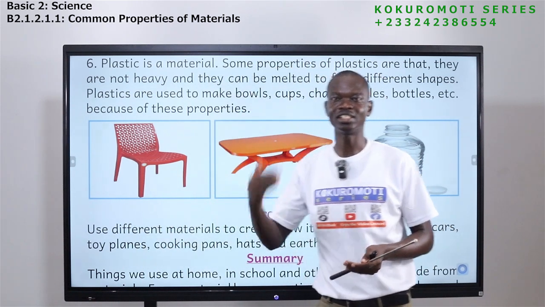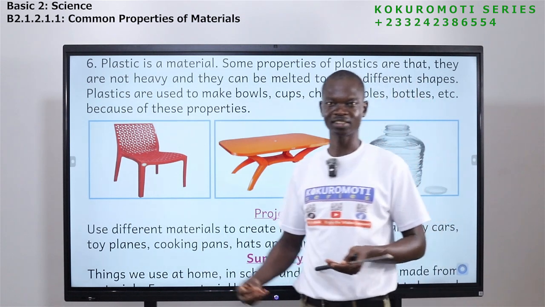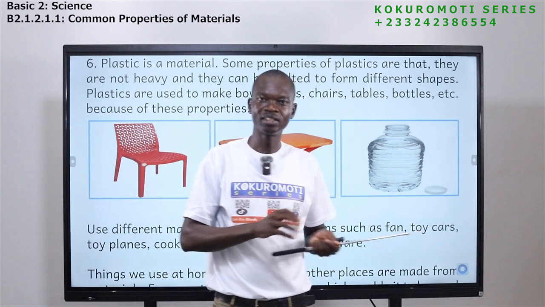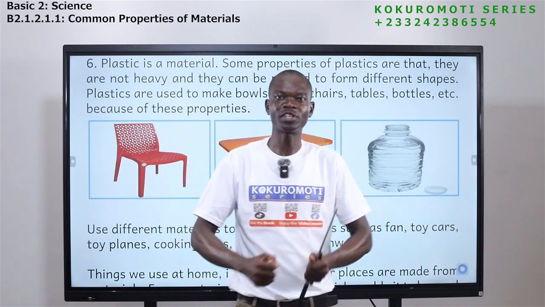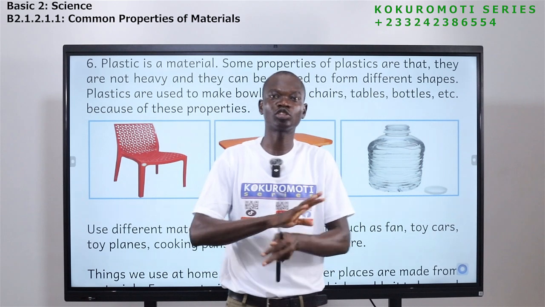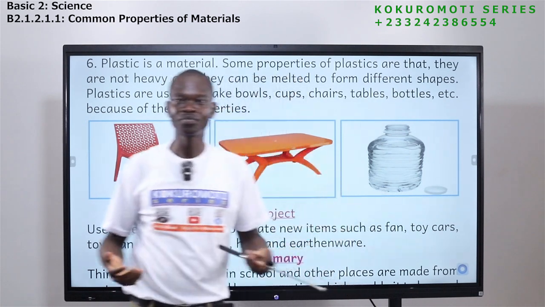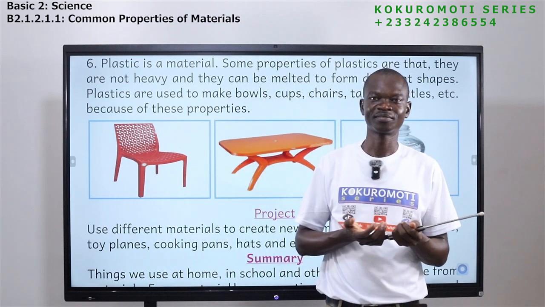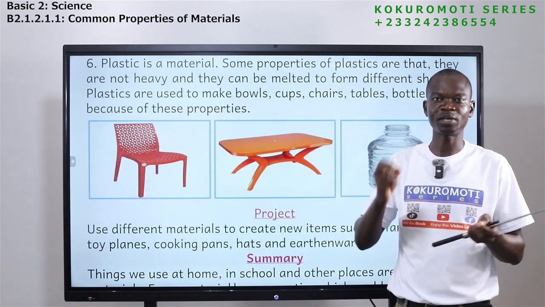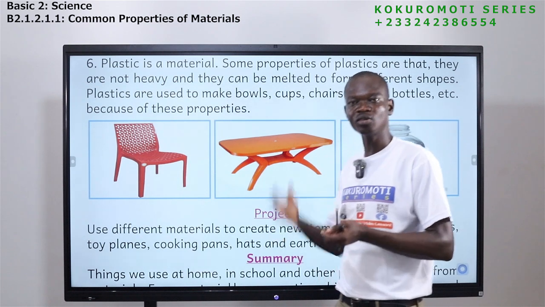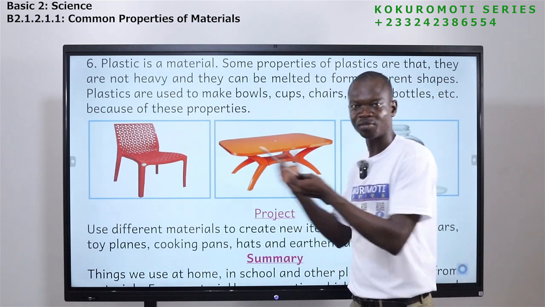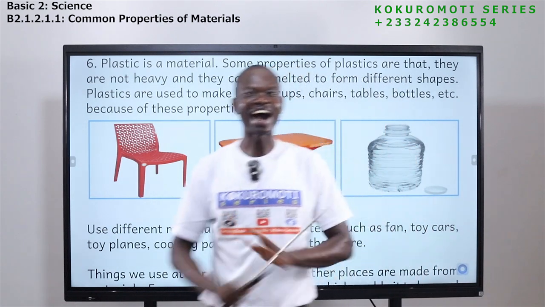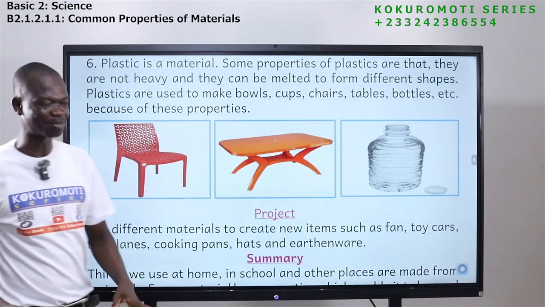Okay. And we have also seen their properties. What makes them different? Some are transparent, some are opaque, some of them we can bend, some of them are heavy, some of them are not heavy, some of them we can mold, some of them you can't mold, some of them are rough, some of them are also smooth. So all these are properties of the materials that we have seen. And you should know that materials are all different because of their properties.